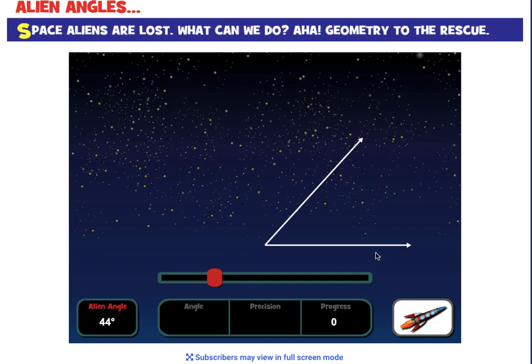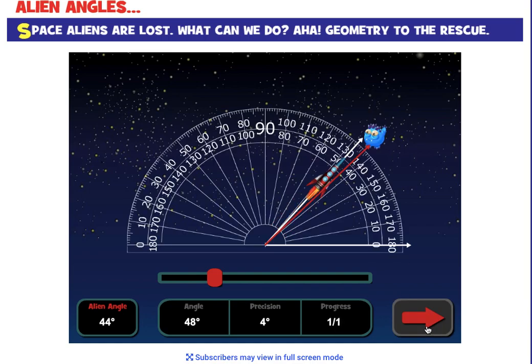Once you've made your guess, and remember it's an estimate, you're going to click the launching button. I was a bit off. I was at 48 degrees, but I was within 4 degrees of 44 degrees, so that's pretty good. I got that question right. You have to be within about 5 degrees.